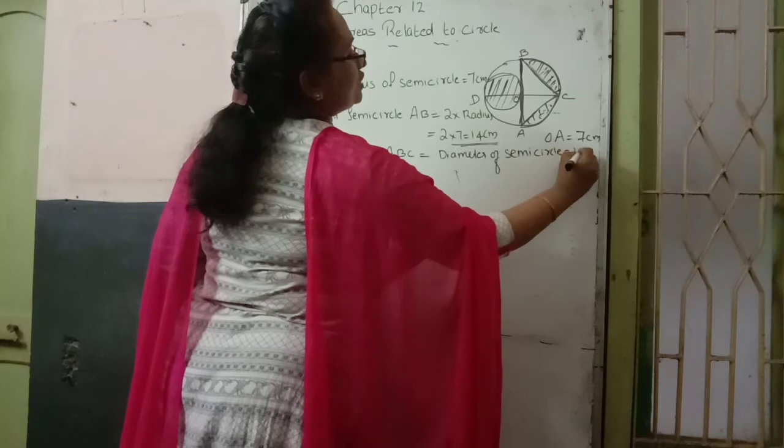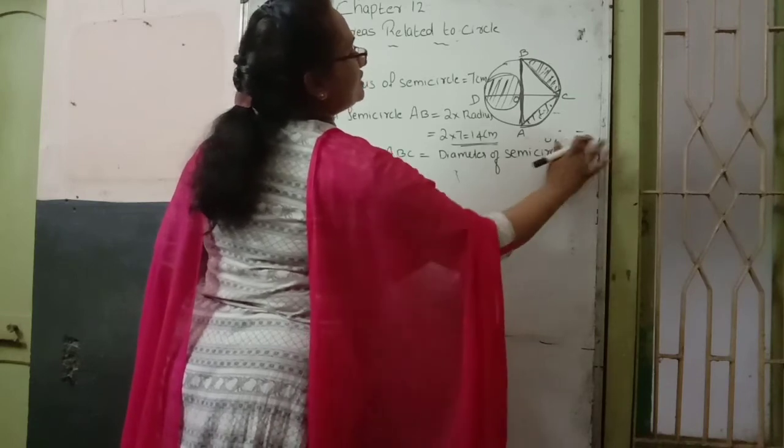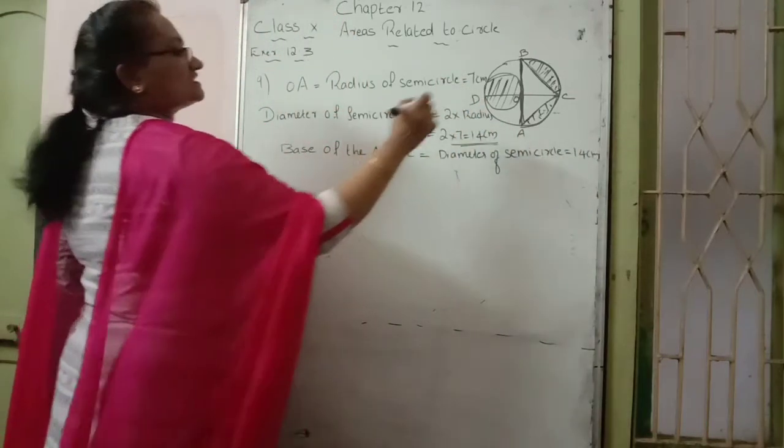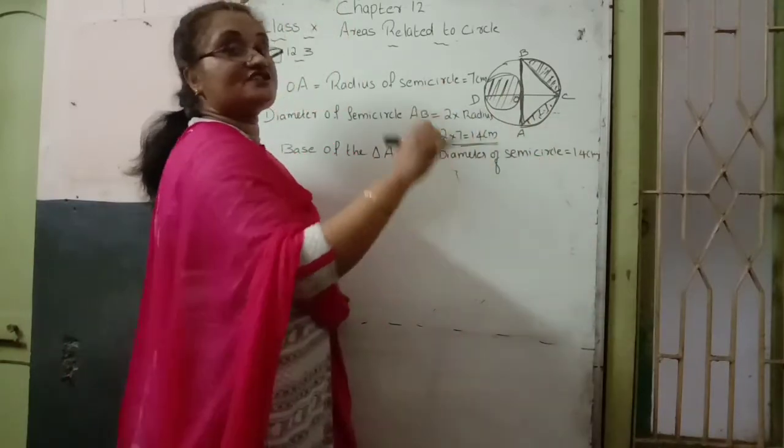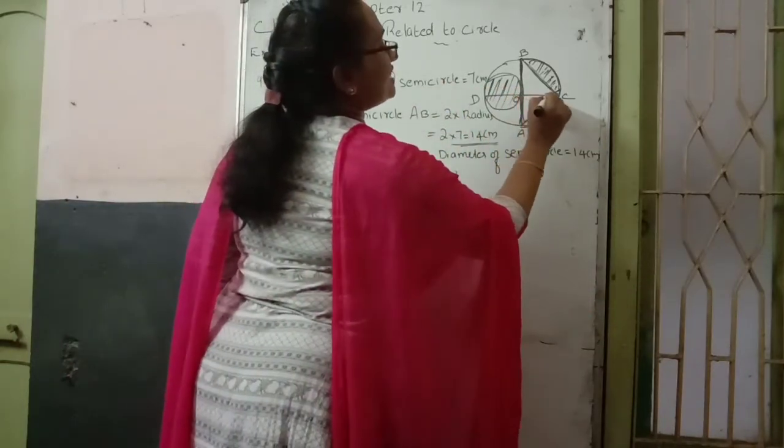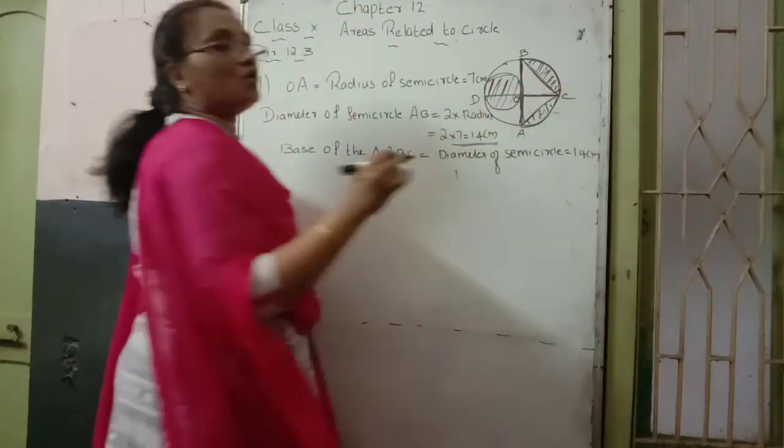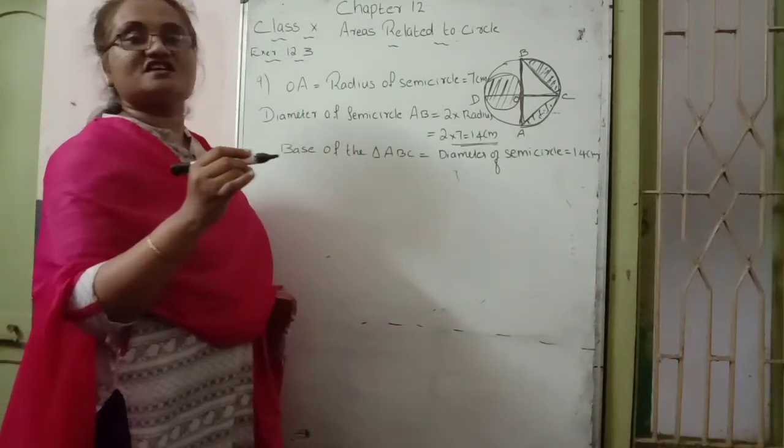That is equal to how much? 14 centimeter. Then next, half into base into height. Height representing this triangle, which is the height? OC is the height of that triangle.